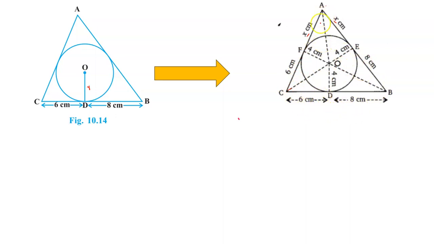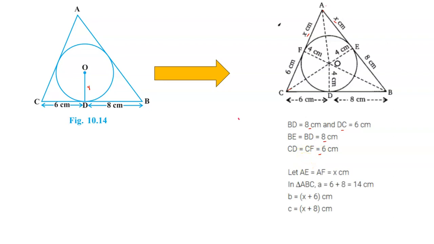So as usual, with the property of a circle, the tangents drawn from an exterior point outside the circle towards the circle are equal. F will be your point of tangency, E will be the other point of tangency. They are going to be equal here. So as usual, BD will be 8 centimeters, DC will be 6, BE will be 8, and CF will be your 6 centimeters.